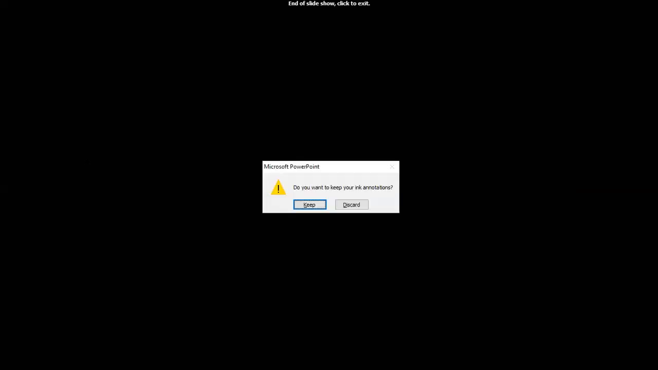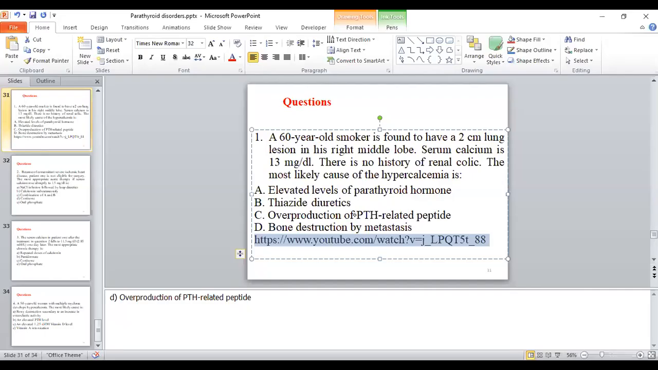So this is all I have for today about parathyroid hormone disorder, and it is not a very common disorder. Okay, any question? You are welcome. Any question?